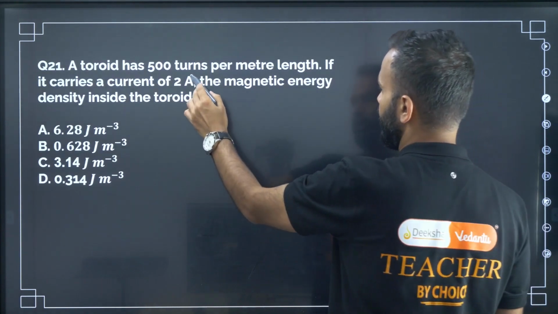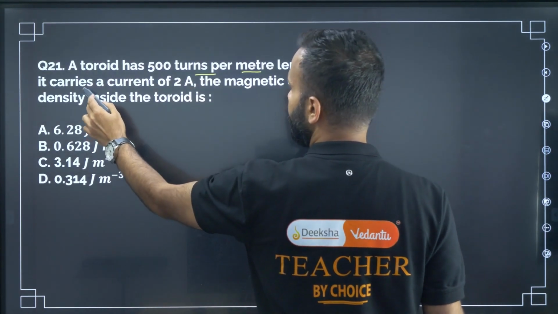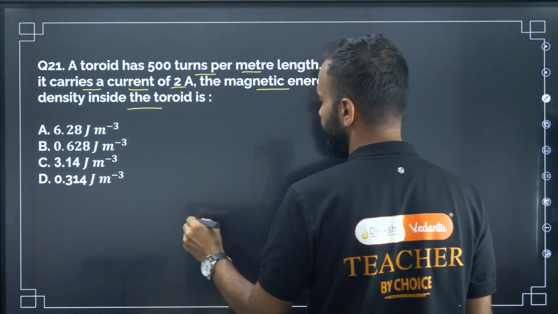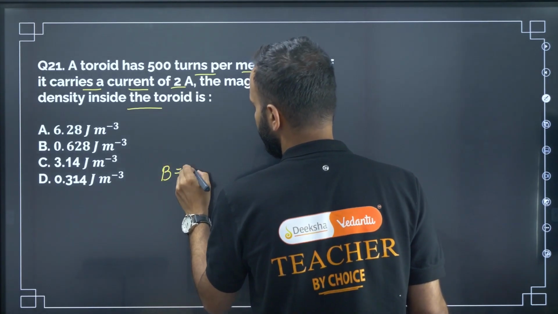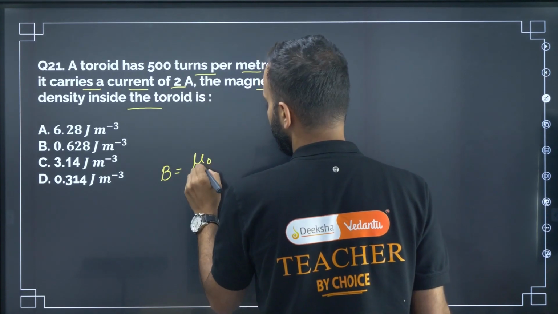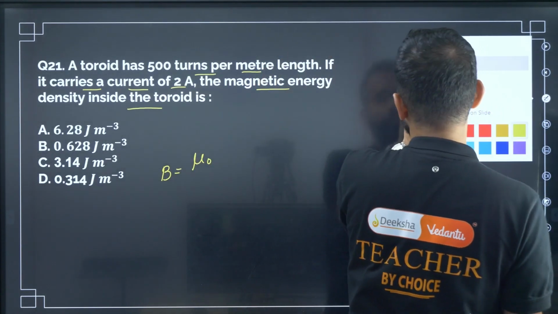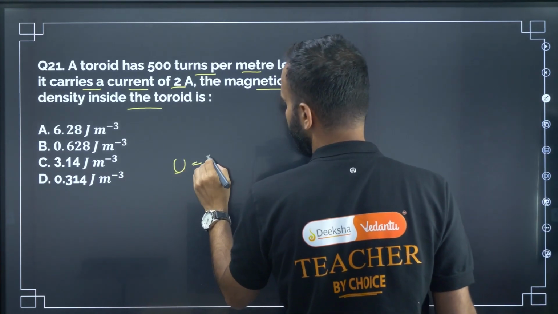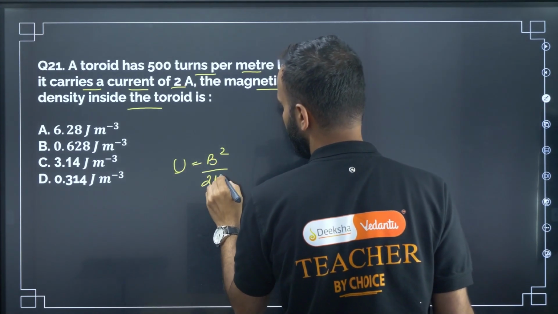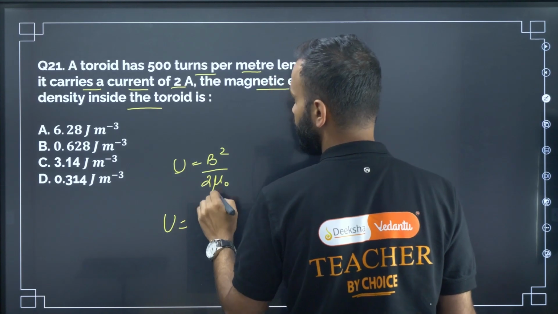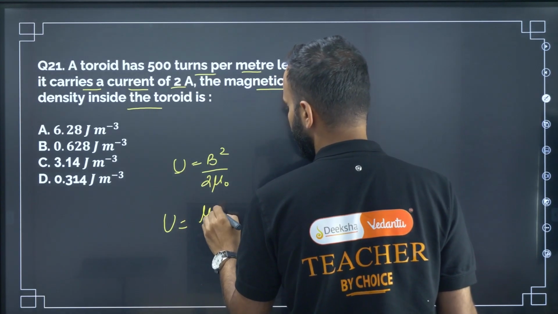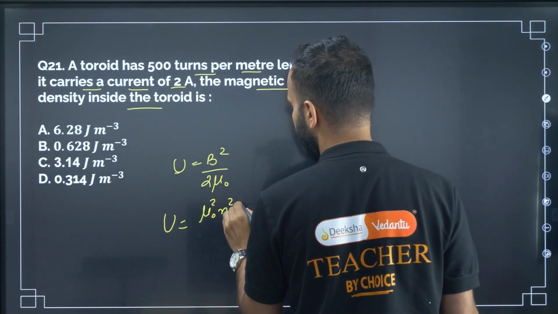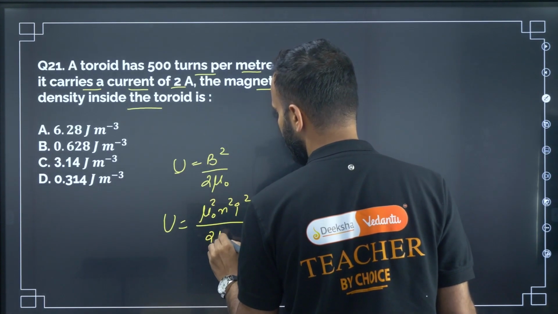A toroid has 500 turns per meter length. If it carries a current of 2 ampere, the magnetic energy density inside the toroid is. We know that the magnetic energy density U equal to B square divided by 2 mu naught. B is mu naught into N into I, so U equal to mu naught square N square into I square divided by 2 mu naught.